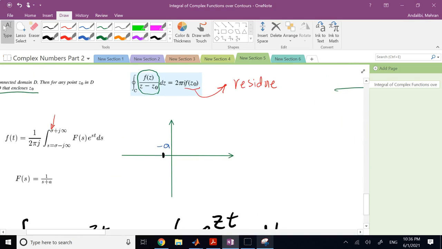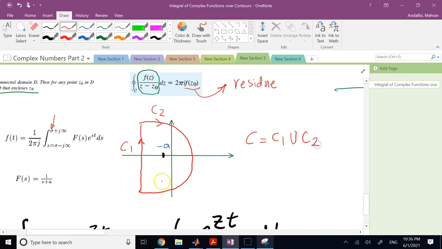So I choose a negative sigma smaller than negative a, and I do something like this. Now I can call this one C1, and here I choose my direction of C2 to continue like C1. And now I have this closed contour, which we call C. So C here means C1 union C2, okay? So C is the whole thing.